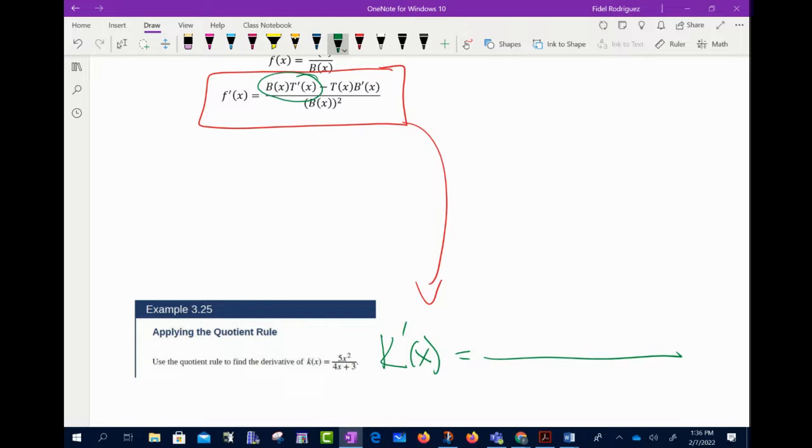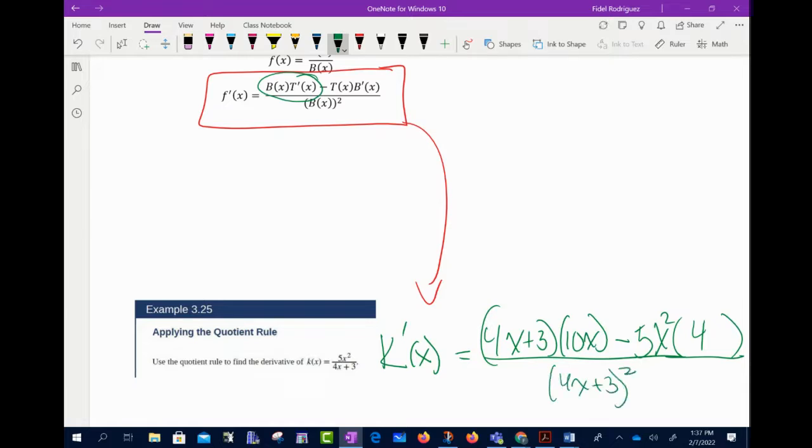Look at the first part. It says we're going to write down the bottom function. What's the bottom function? 4x plus 3. Excellent. Times the derivative of the top. What is the derivative of 5x squared? 10x. Excellent. Perfect. Minus the top, which is 5x squared, times the derivative of the bottom. What is the derivative of 4x plus 3? 4. Excellent. Good, y'all. Divided by the bottom function being squared. So we're just going to write 4x plus 3 squared.